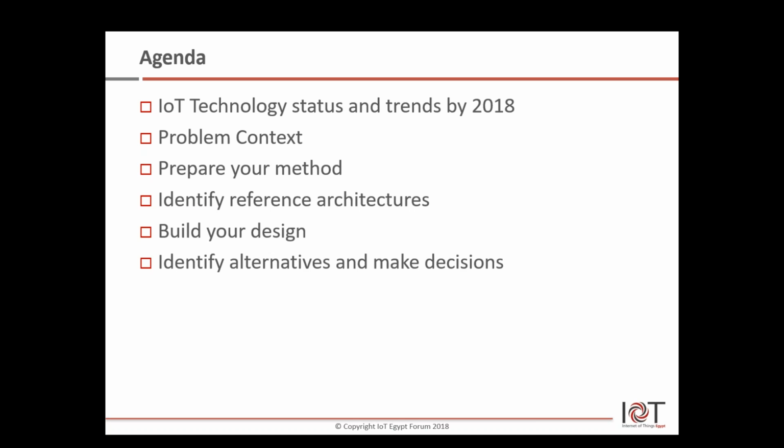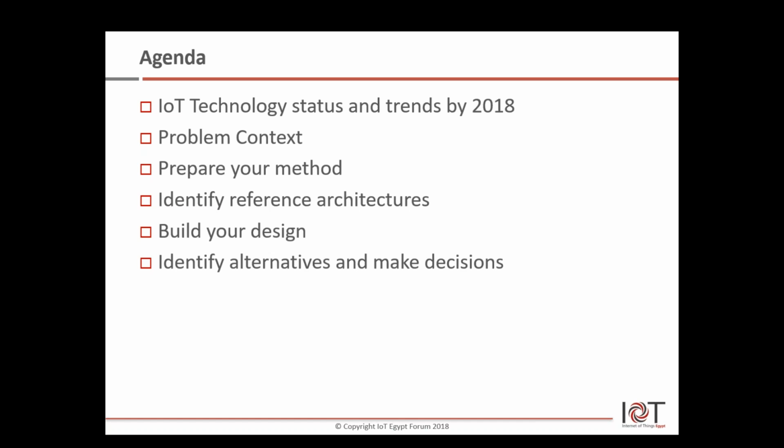Then the next steps will be mainly identifying how to solve the problem, starting from preparing your method to tackle the problem, identify reference architectures so you can follow. Then you build your design, and finally you identify the different alternatives for the architecture decision that you are going to take.